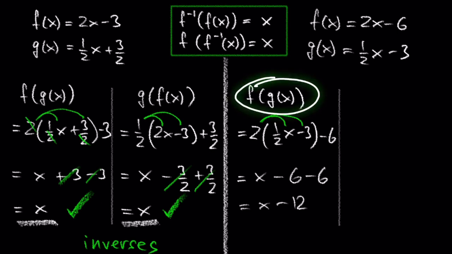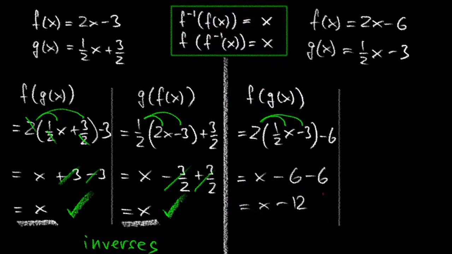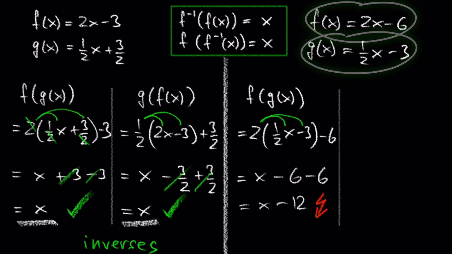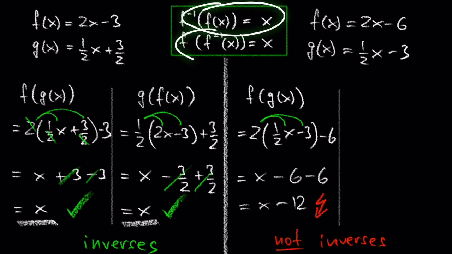Because f of g of x does not equal x, we can stop here. f of x and g of x are not inverses of each other. Always keep in mind that both statements have to be true when f of x and g of x are inverses of each other. More to come, so stay tuned.